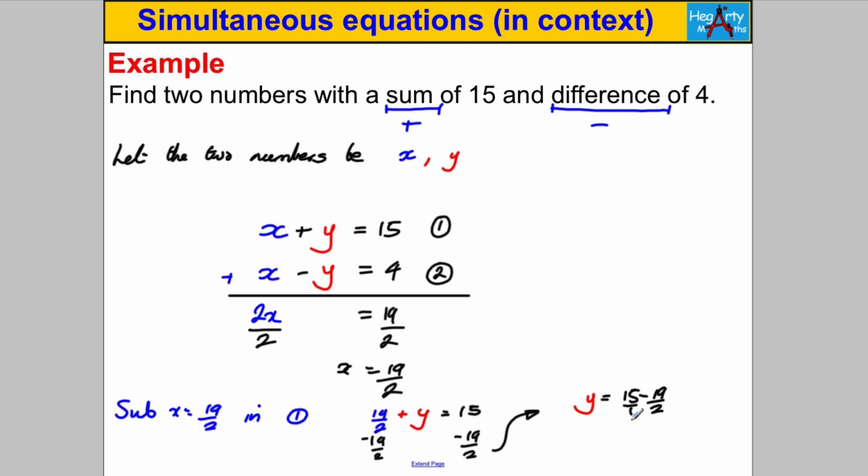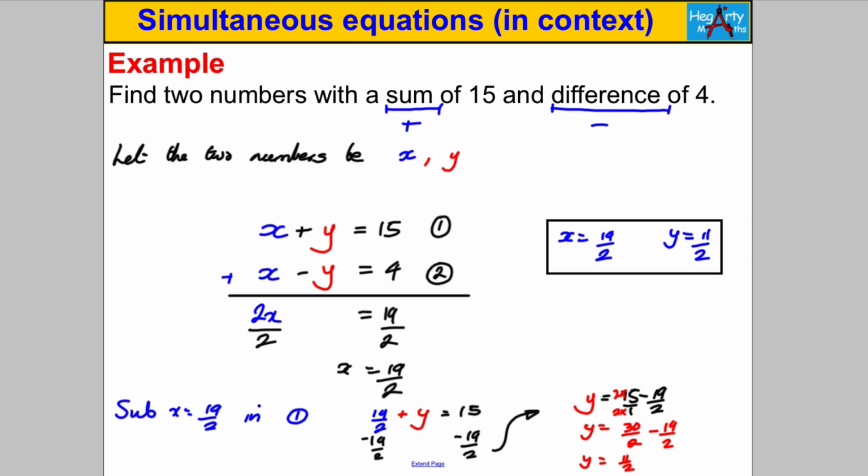Now that's really 15 over 1. To subtract fractions, I need to make the denominators the same. I'll double that, and so I'll double that. So y is going to be 30 over 2 subtract 19 over 2, which is actually going to be 11 over 2. And so our answer to this problem is x is 19 over 2 and y is equal to 11 over 2, and we're done. Now sometimes it's helpful for us to think of it as a decimal.